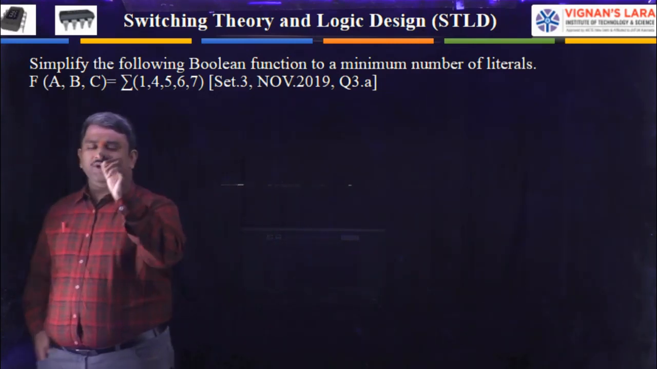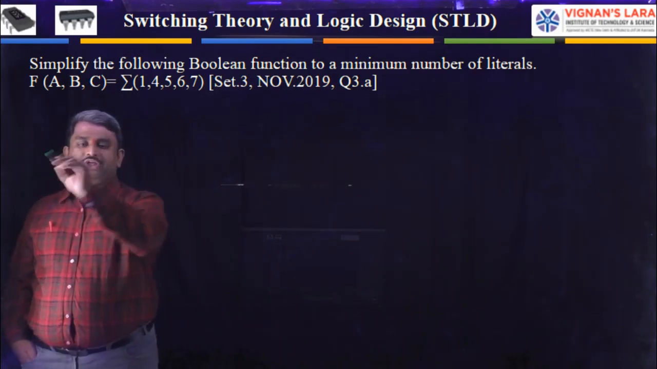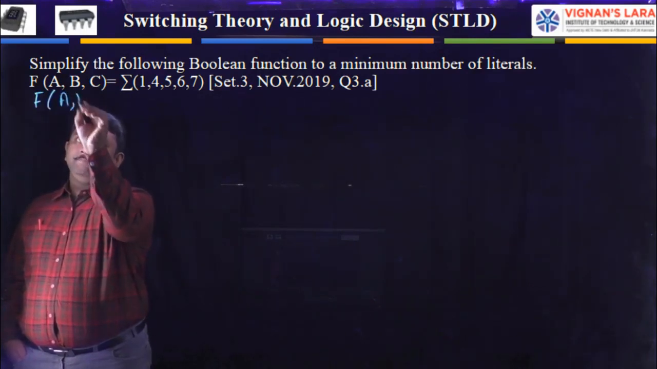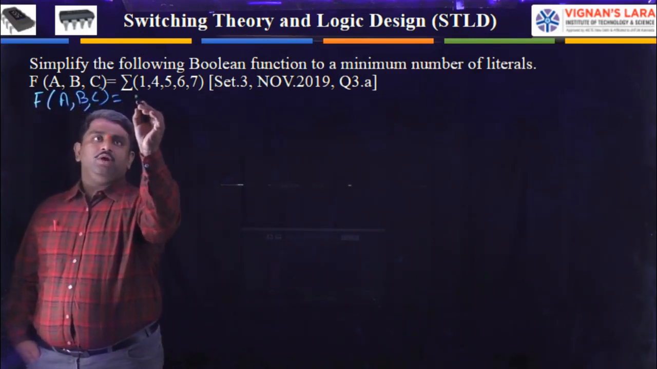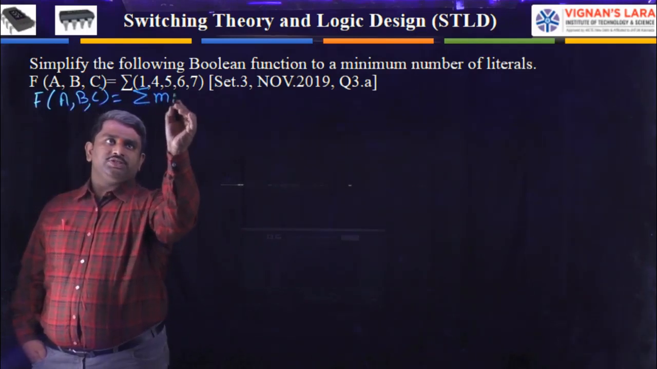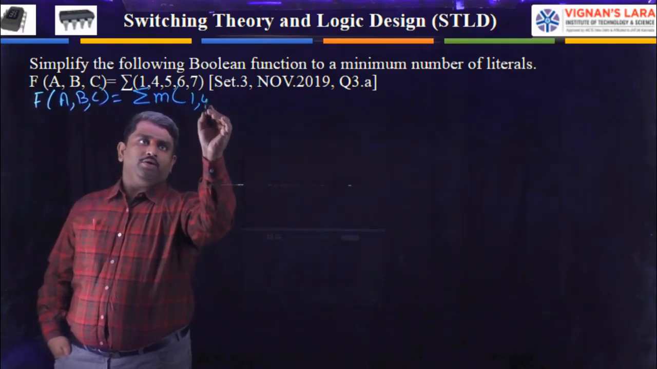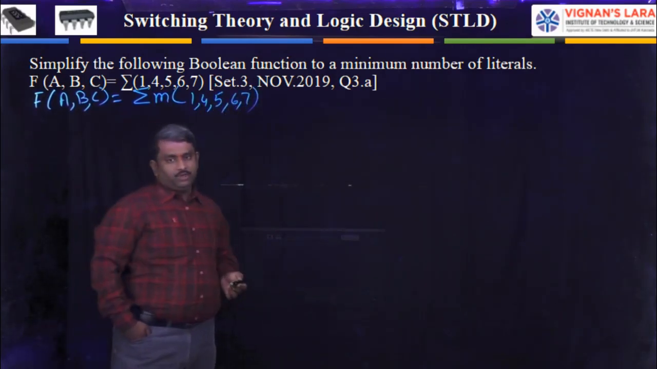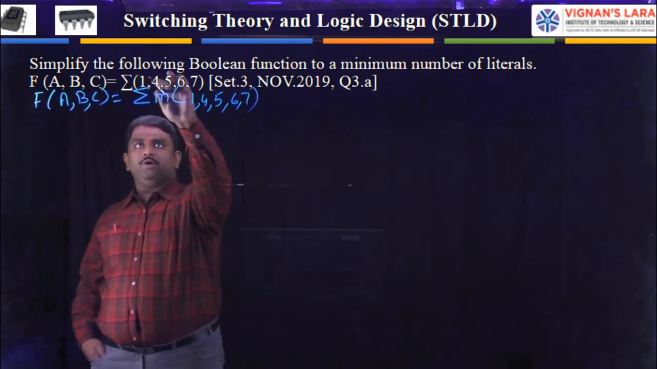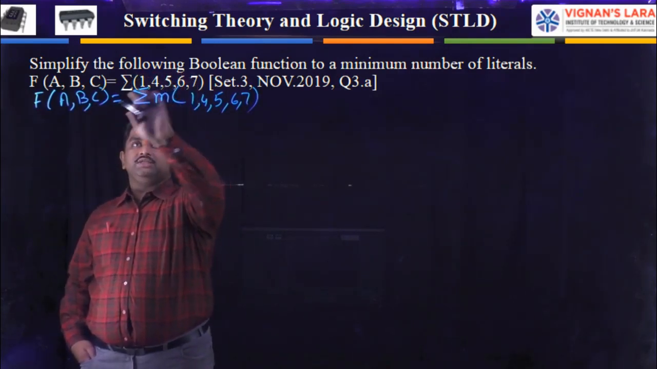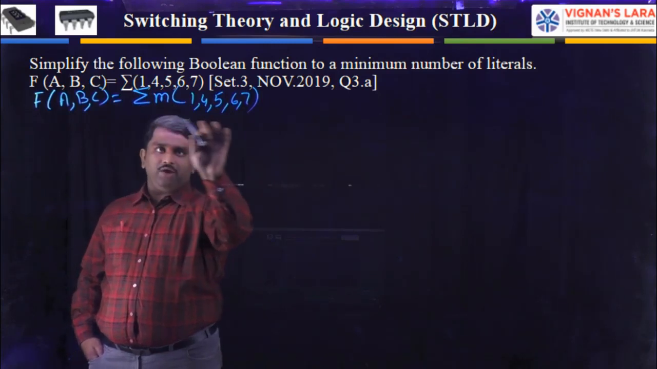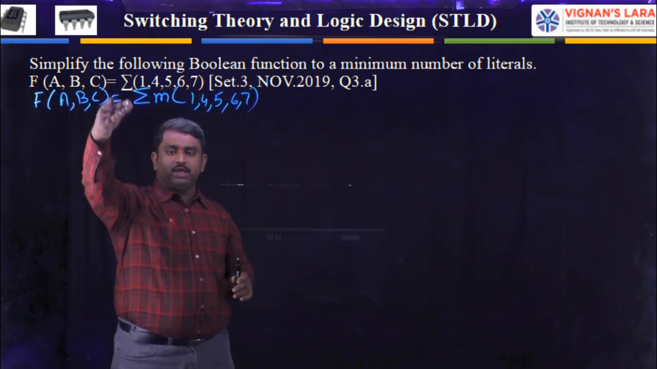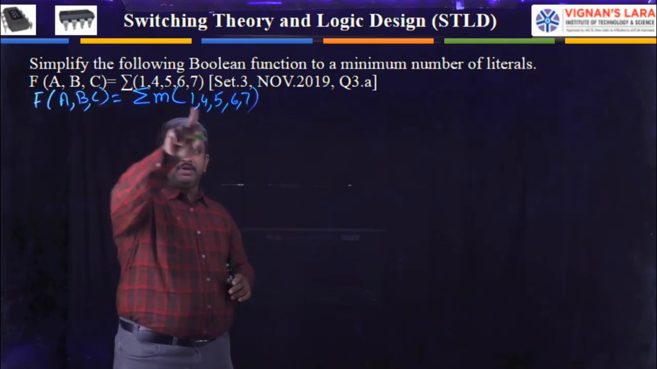You can write this function like this: f of A, B, C is equal to sigma small m of 1, 4, 5, 6, 7. Here in this problem m is not defined, only sigma is defined, but I have represented sigma m. It's not a big problem, both are the same. m is nothing but a min term.